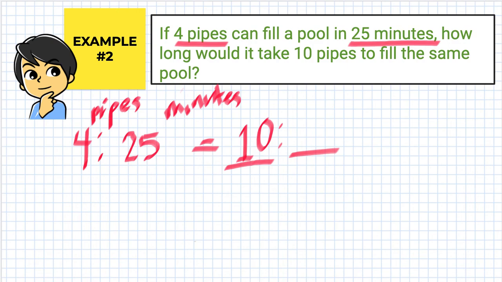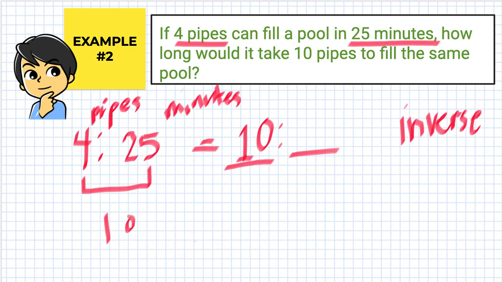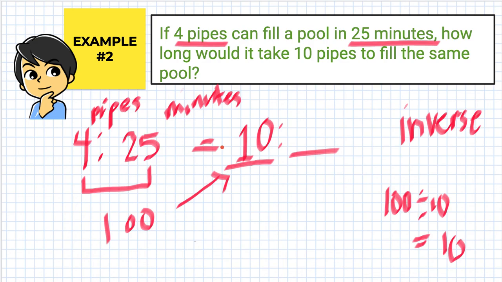So again, since we are talking about inverse, the procedure for inverse is like this. You need to multiply the terms in the ratio that are complete. 4 times 25 gives you 100. And 100 divided by 10 gives us 10. So if there are 10 pipes, of course, you will just fill the pool in 10 minutes.